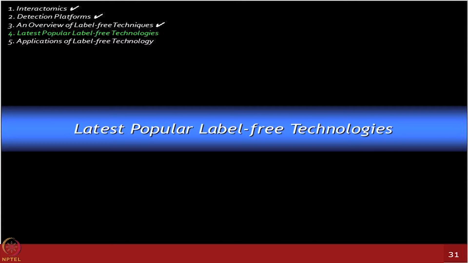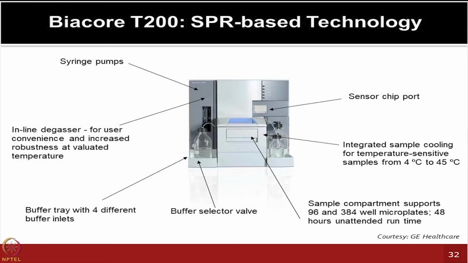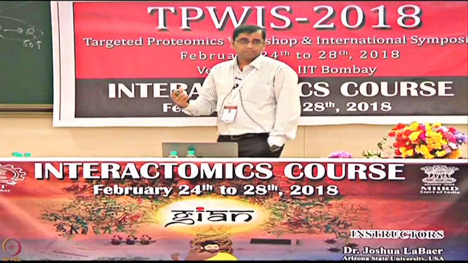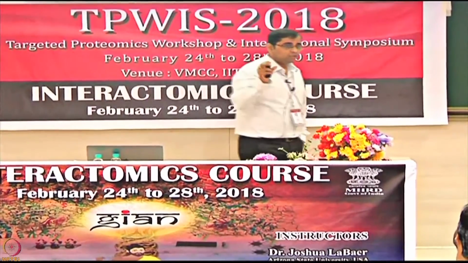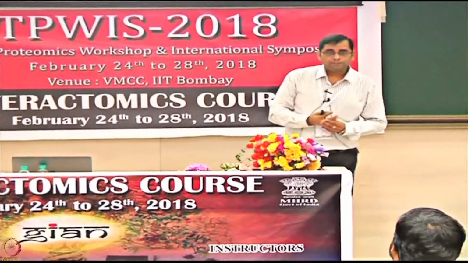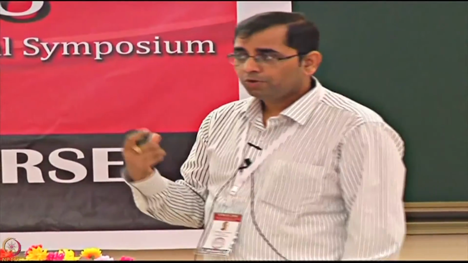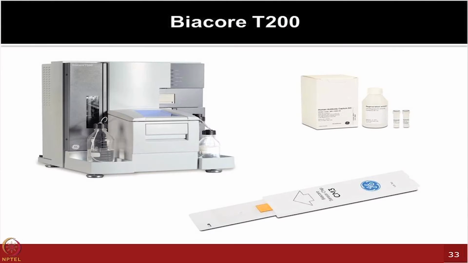All right, so among the latest popular technologies, one of them is Biacore T200, offered by GE Healthcare. There are many types of chips coming with these technologies, depending on how you want to immobilize your molecules. Sometimes you have different types of carboxymethyl based surfaces, sometimes nickel NTA chips can be very useful for you if you have histag based proteins. So you can select the right kind of chips for your use, and accordingly you can make use of them.